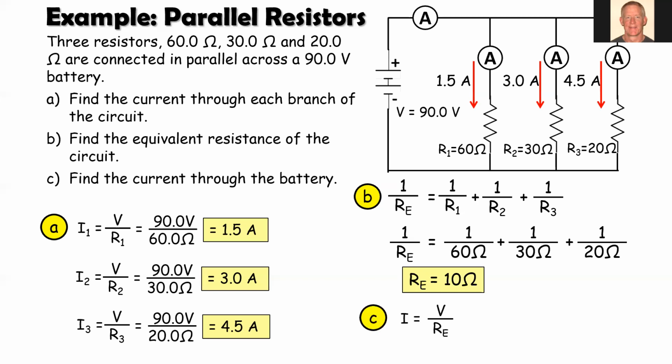So what is our total current? It's going to be the voltage of 90 volts divided by the equivalent resistance we just calculated. So 90 divided by 10 gives us 9 amperes. And notice that 9 is the same value that we get if we add up the 3 individual currents that flow through the 3 resistors: 1.5 plus 3 plus 4.5 gives us 9 amperes.